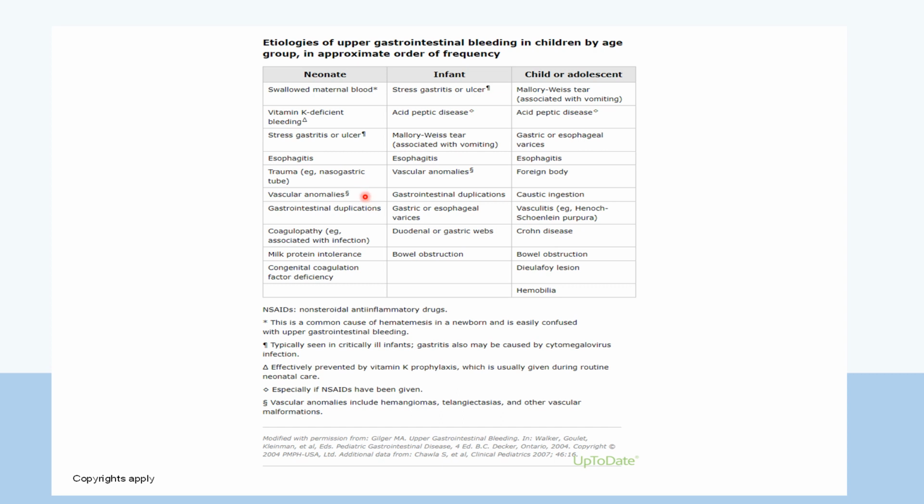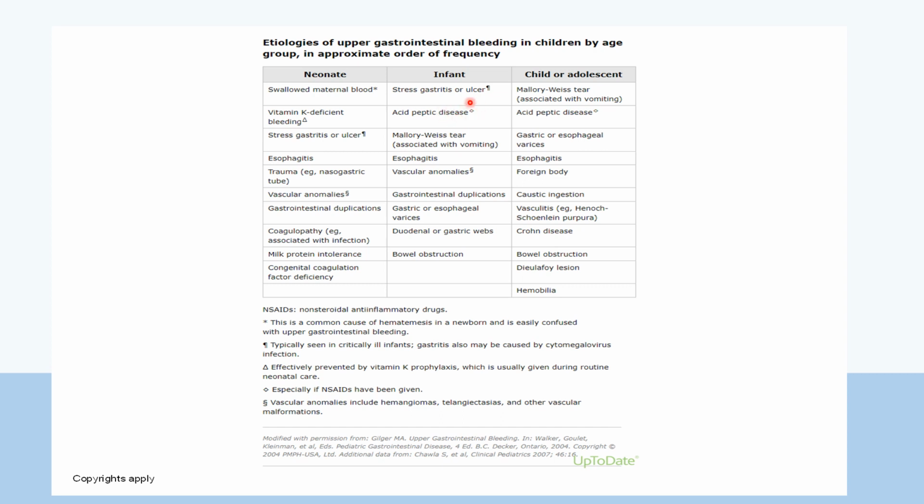Vascular anomalies like hemangiomas in the mucosa of anywhere from the esophagus to the stomach. Gastrointestinal duplication, there are congenital abnormalities of the gut, small gut. Coagulopathy associated with infection in the form of GIT and stress ulcers. Cow milk protein allergy is a relatively common entity to present with hematemesis as well as fresh blood in the stool. And congenital coagulation defect in the form of hemophilia, factor IX deficiency, Christmas disease, and so on and so forth.